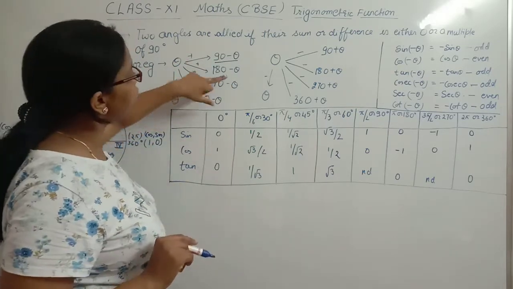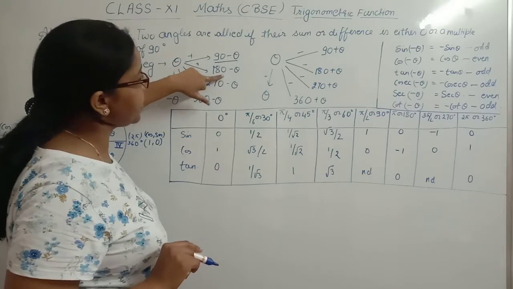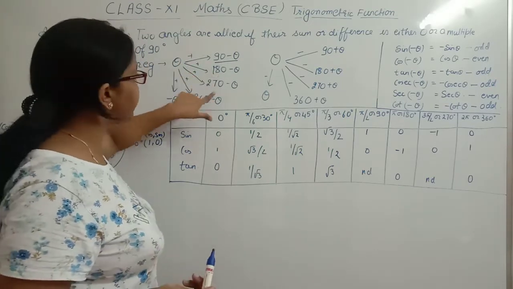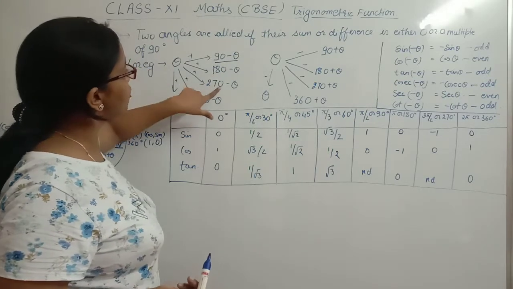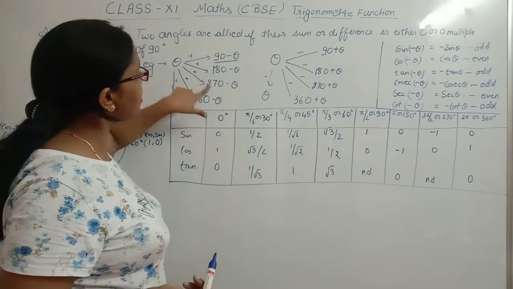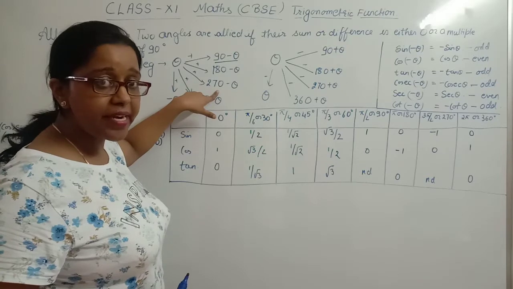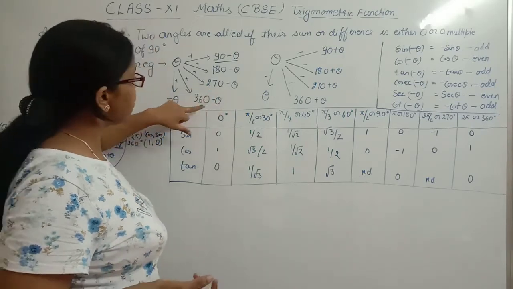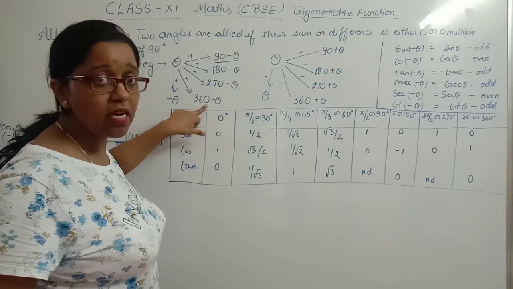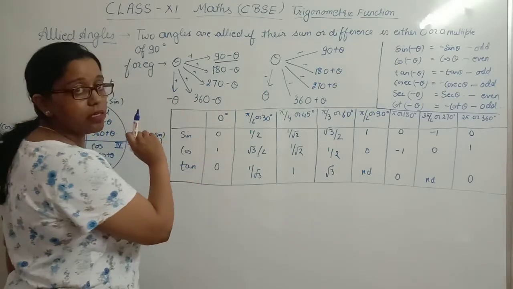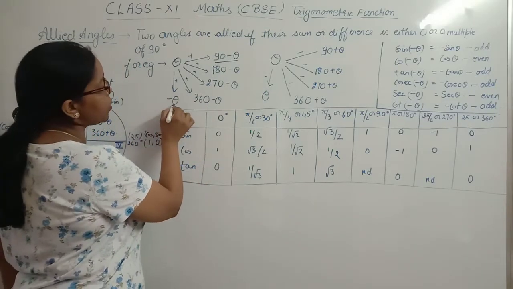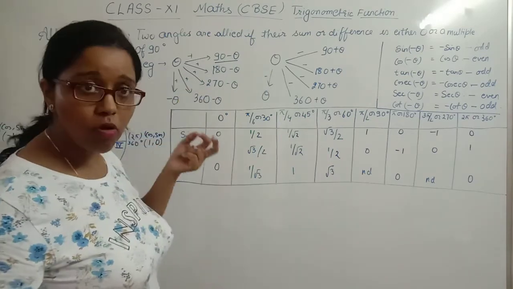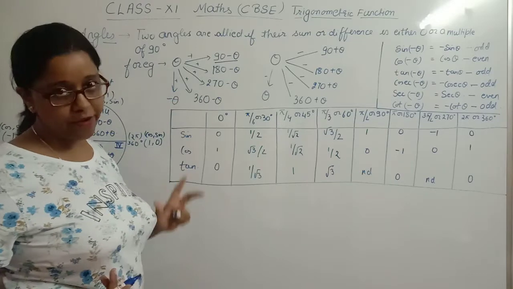In the same way, I can go for these other angles also. 180 minus theta plus theta will also give you 180, a multiple of 90. 270 minus theta is also allied to theta, as adding these two gives 270, again a multiple of 90. Same with 360 minus theta. Now coming to the negative angle, minus theta. If you take minus theta, then theta plus minus theta gives you 0. So minus theta is also allied to theta.